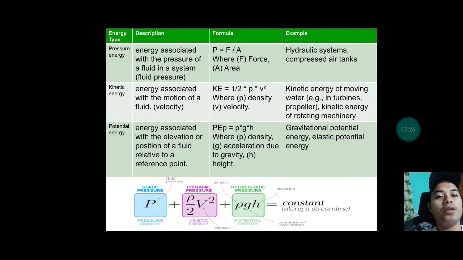Next, we have the potential energy, which is energy associated with the elevation or position of a fluid relative to a reference point. As you can see, these three types of energy are related to hydromechanics. This potential energy is also connected to fluid. The formula for potential energy is equal to density times gravity times height, or ρgh, or Philippine General Hospital. Joke lang. The examples are gravitational potential energy and elastic potential energy.